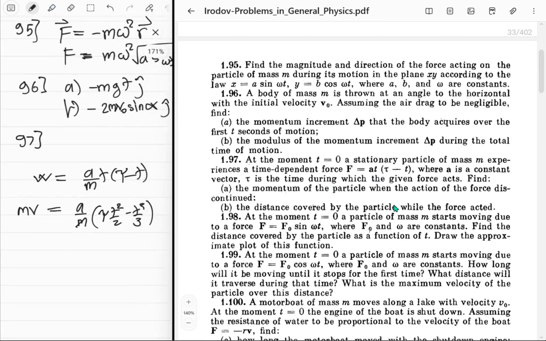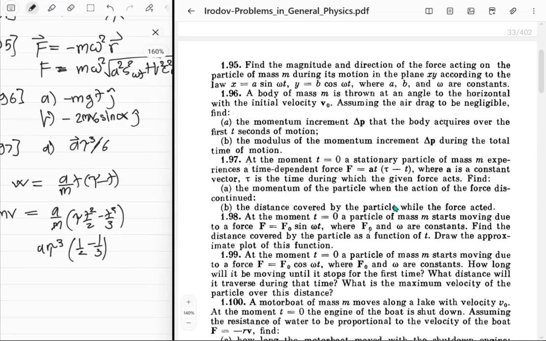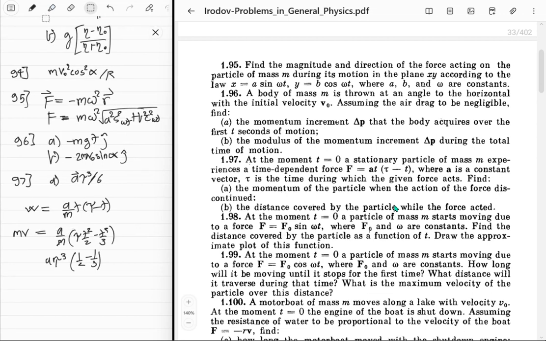What kind of question is this? So for A, what will this be? 8 tau cubed, and then you got 1 upon 2 minus 1 upon 3, which is 1 upon 6. So 8 tau cubed upon 6. In fact, it should be A vector tau cubed upon 6, because there's always that thing. Over here as well, I should actually use vector form.